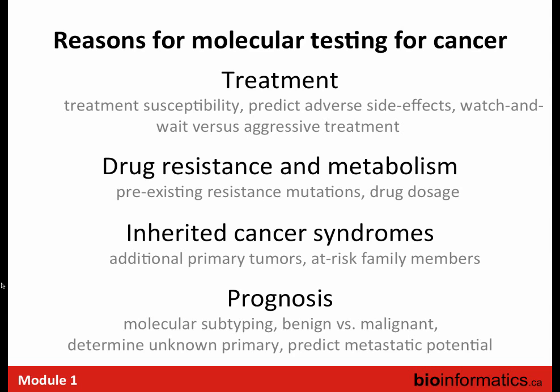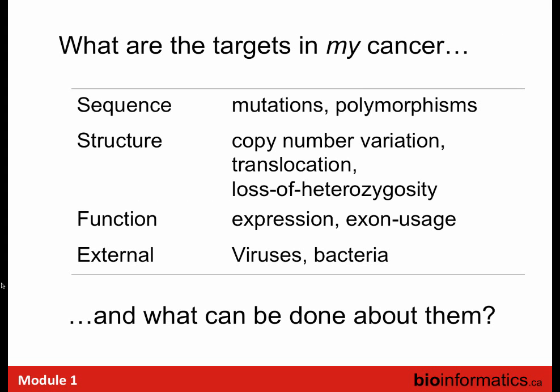So this is all great at the global level, looking at thousands of tumors, aggregating them together, mapping them to pathways. But for single patients, the question is, what are the targets in my cancer, and what has gone wrong? What's the sequence? What's the structure? What's the function? Are there external contributors, such as viral integration, and what can be done about them?